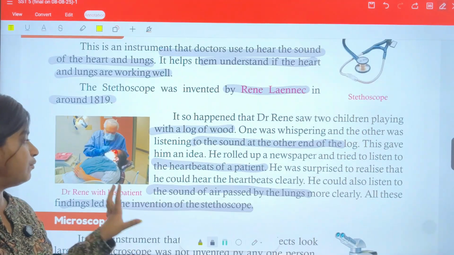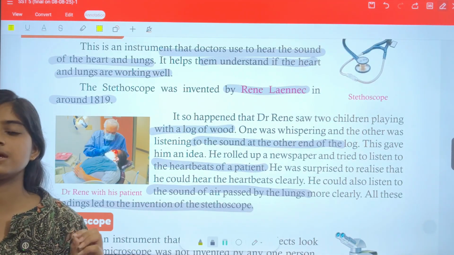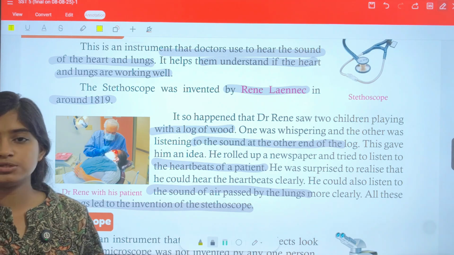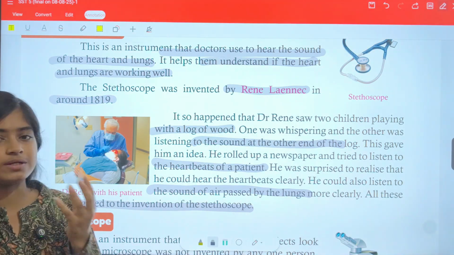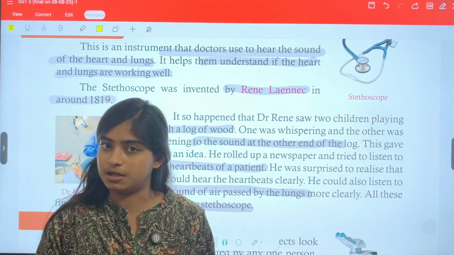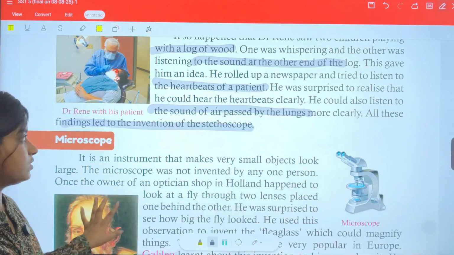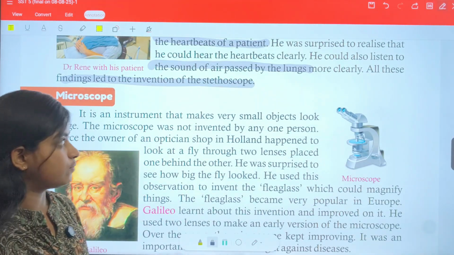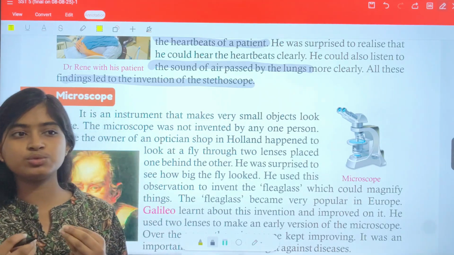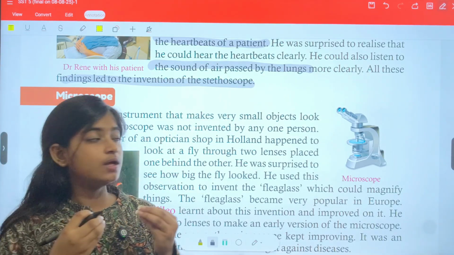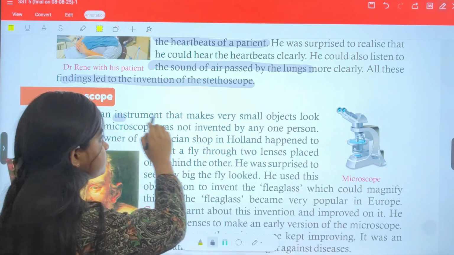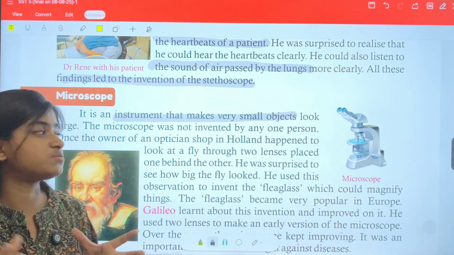With the help of the stethoscope, many diseases can be cured, because we are now able to understand what kind of problem is in the lungs and heart by hearing their sounds. So this is also one of the important discoveries. Next, we have the microscope. This is used to magnify small objects, which makes very small objects look bigger.